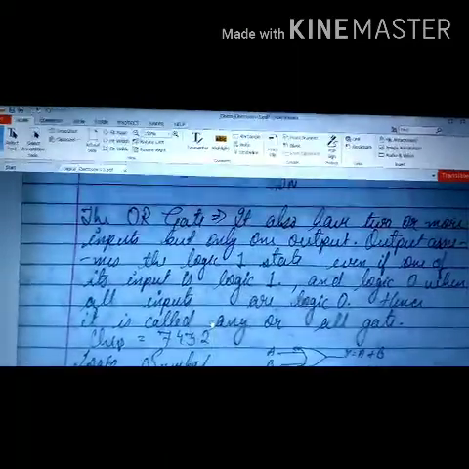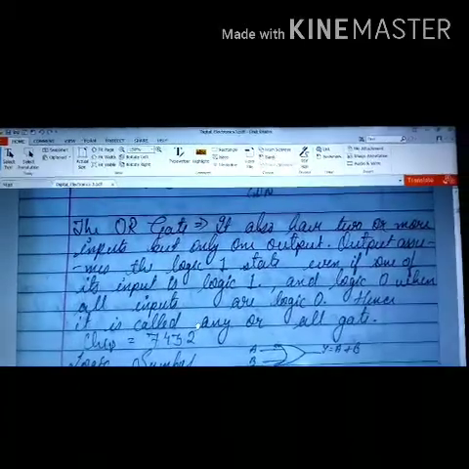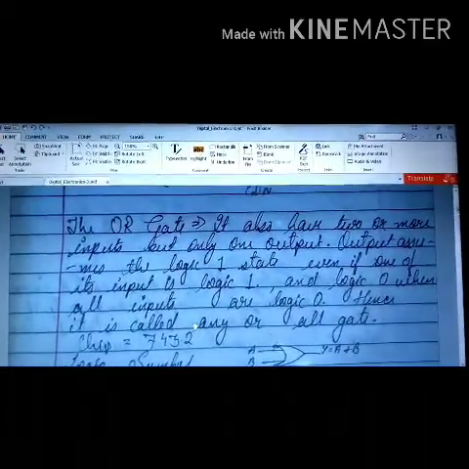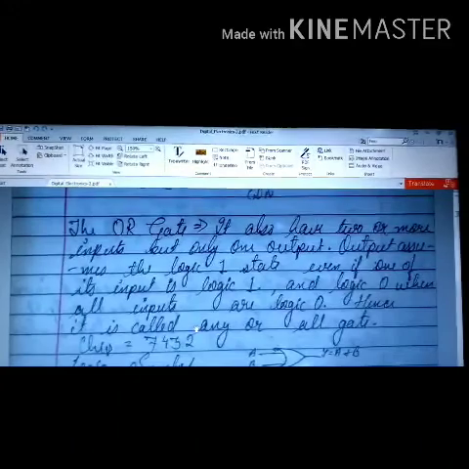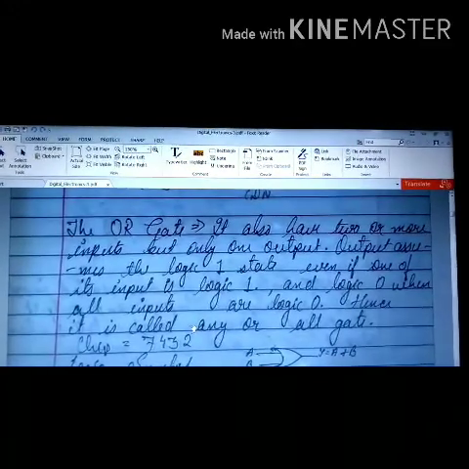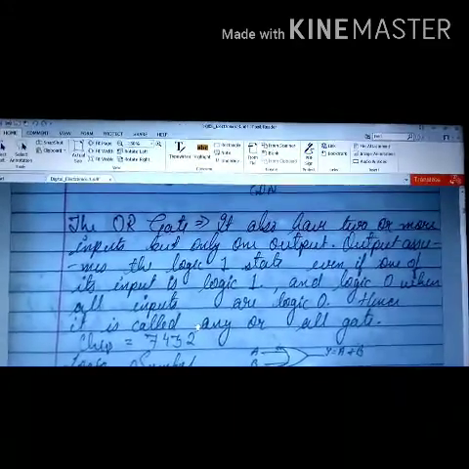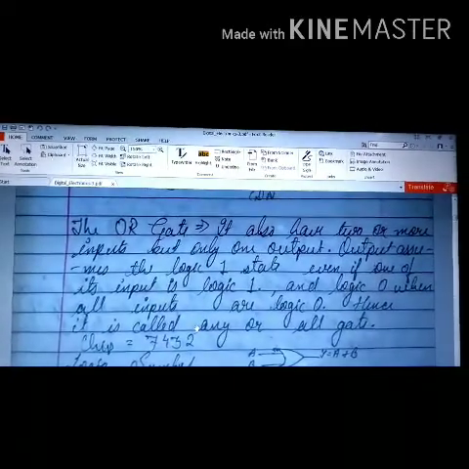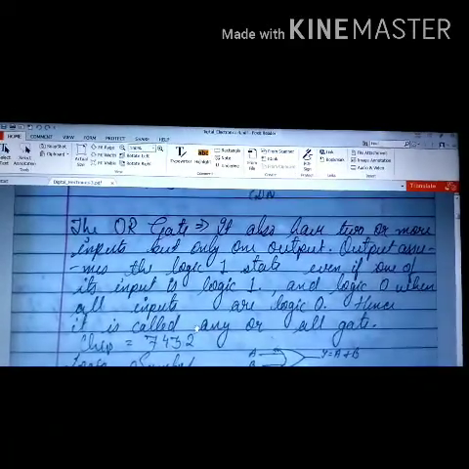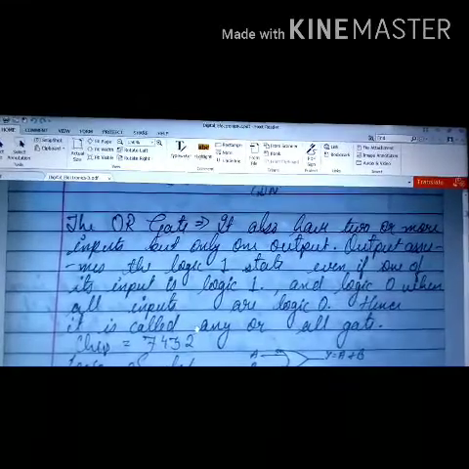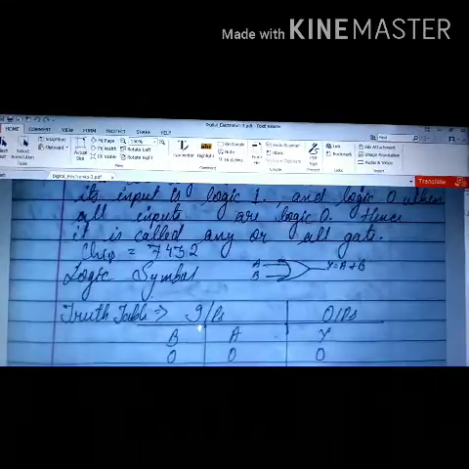Okay, then comes the OR gate. It also has two or more inputs but only one output. The output assumes a logic 1 state even if one of its inputs is logic 1, and logic 0 when all the inputs are logic 0. Hence it is called the any or all gate. Its chip number is 7432.